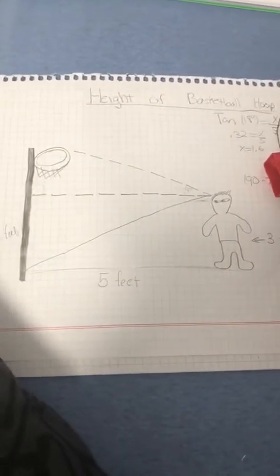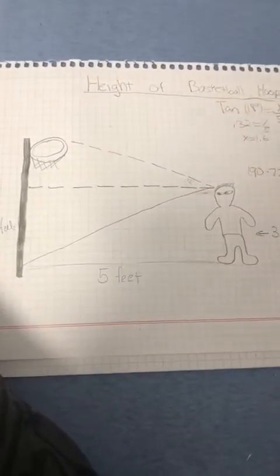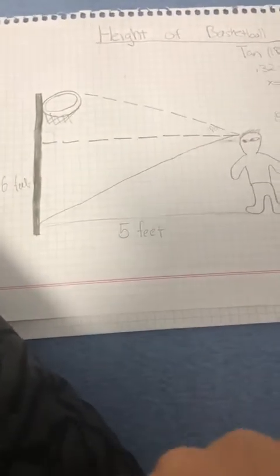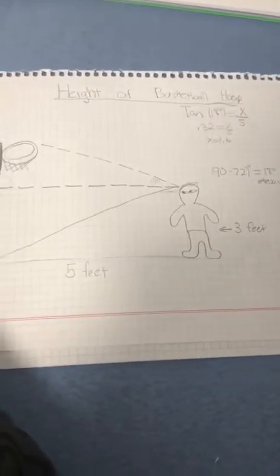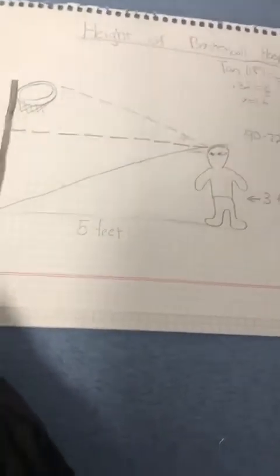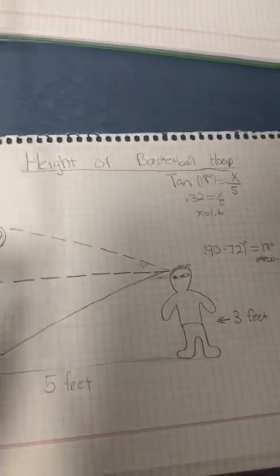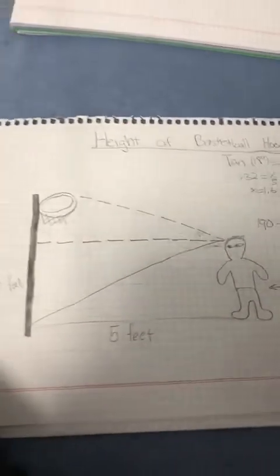So I started off by, I knew I had to do tangent because I already had the opposite and the adjacent, so I just had to find this side right here. So for that, now I had tangent 18 degrees, and I'll explain to you why.